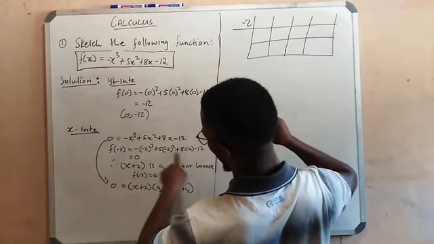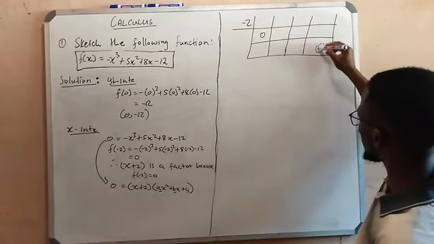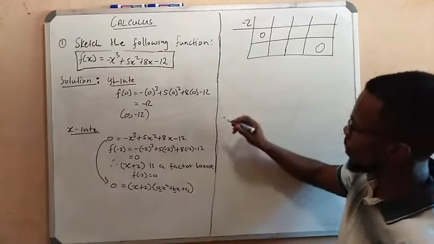When you substitute minus 2 here, you get 0. So you must get 0 here. After working this table out, you must get 0 there also. So now let us check.